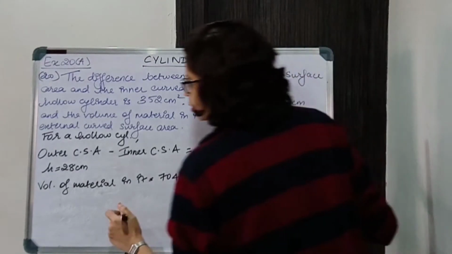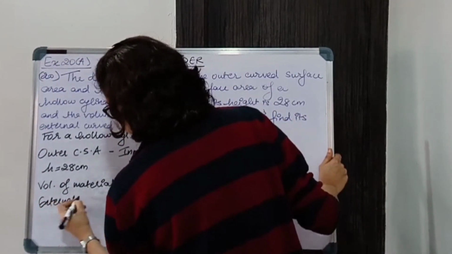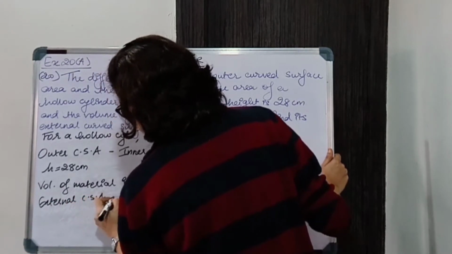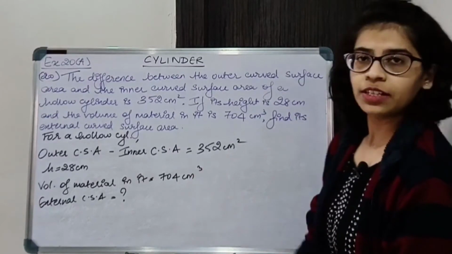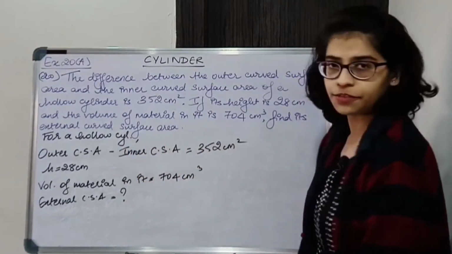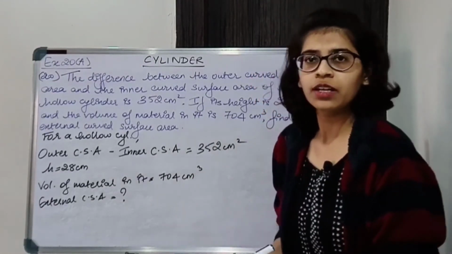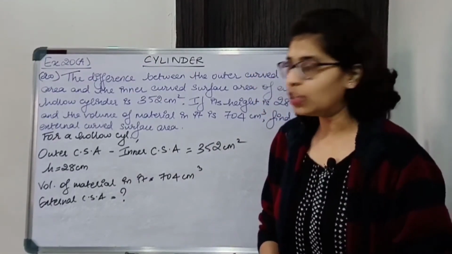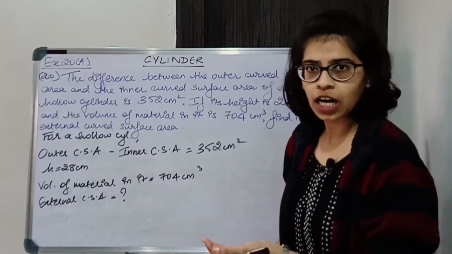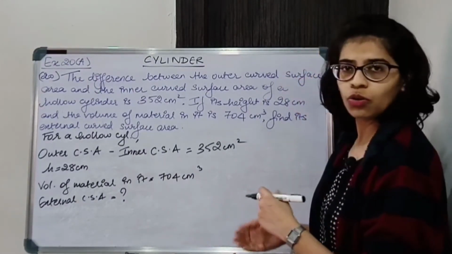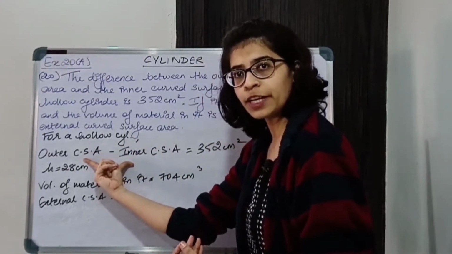Find the external curved surface area. You have to find the external CSA. Now you are given outer minus inner, the difference is given to you. We have H, we have volume. Now what is missing over here? We know H, but we don't know what R is. So we have to find the R. Okay, so over here we are going to use this information to find R.